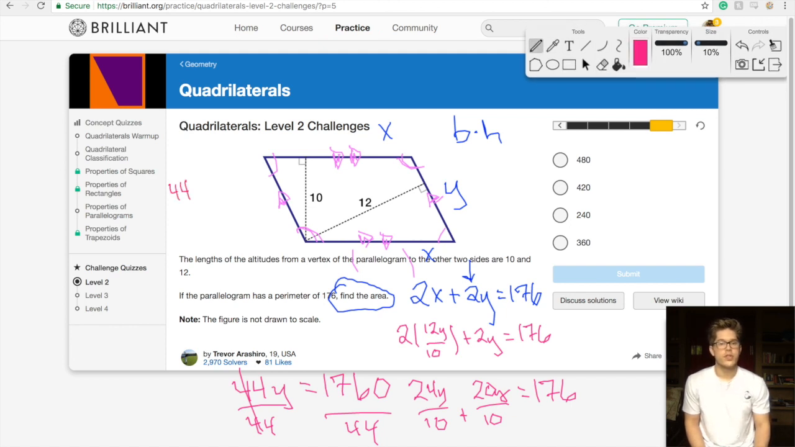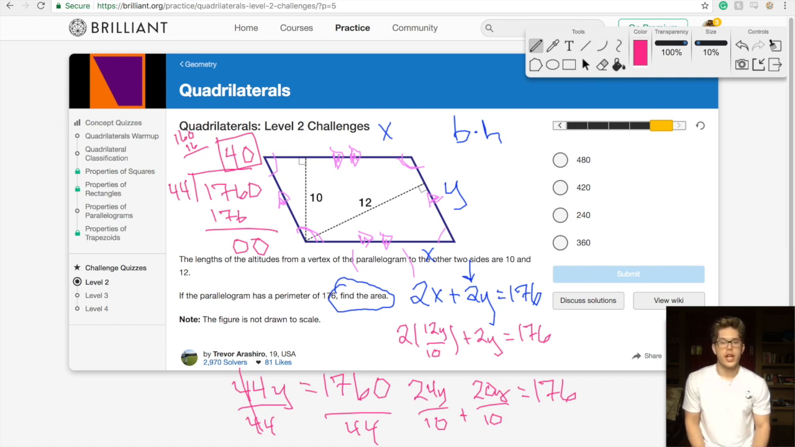44 goes into 176 4 times exactly. And how do I know this? It's because 4 times 40 is 160, and 4 times 4 is 16, and 160 plus 16 is 176. That's how I looked at that and knew it so quickly. We bring down our 0, 44 goes into 0 times, so this is 40. So our y equals 40.